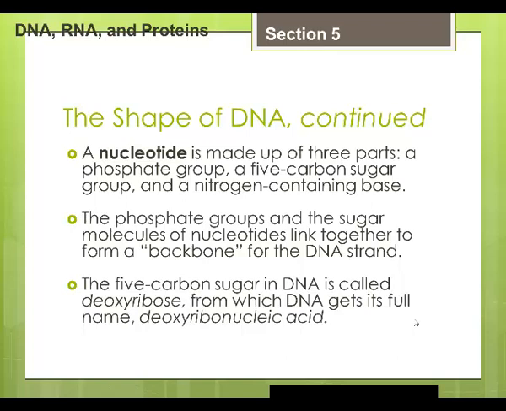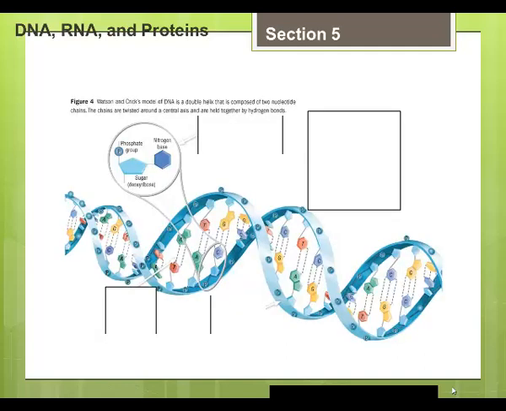So a nucleotide is made up of three parts. It's made up of a phosphate group, a 5-carbon sugar group, and a nitrogen-containing base. Phosphate groups and the sugar molecules of nucleotides link together to form a backbone for the DNA strand. And the 5-carbon sugar in DNA is called deoxyribose, which is how the name deoxyribonucleic acid is created. In the next slide, we'll look more specifically at each one of these subunits and what the overall structure of DNA looks like based on those subunits.